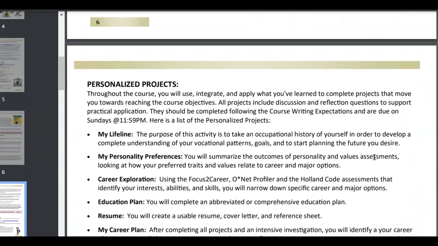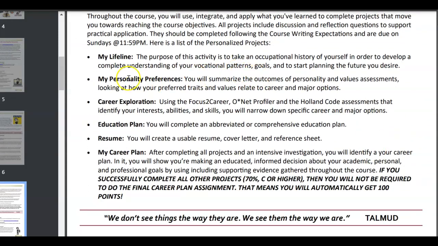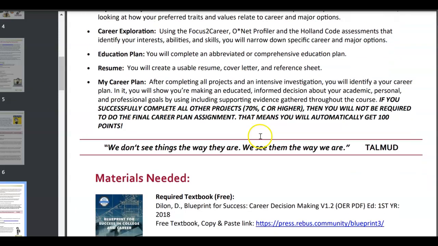Okay. Personalized projects, like I said, there are 6. Here they are. And then I also mentioned that if you finish the 5 personalized projects, the Lifeline, the personality preferences, the career exploration, the education plan, and the resume, and you finish all these 5 with a passing grade of 70% or a C or higher, then the career plan you don't have to do, you will automatically get 100 points. And typically what I do is I email everyone a couple weeks ahead of time after I grade the resume project and let you know.